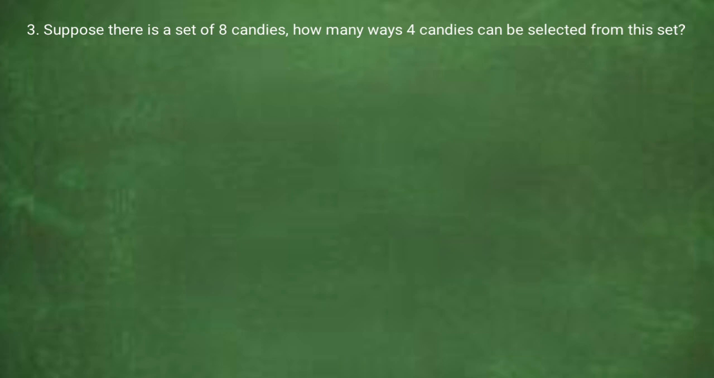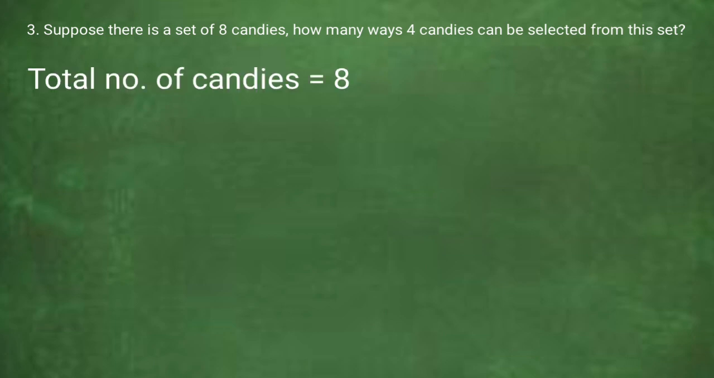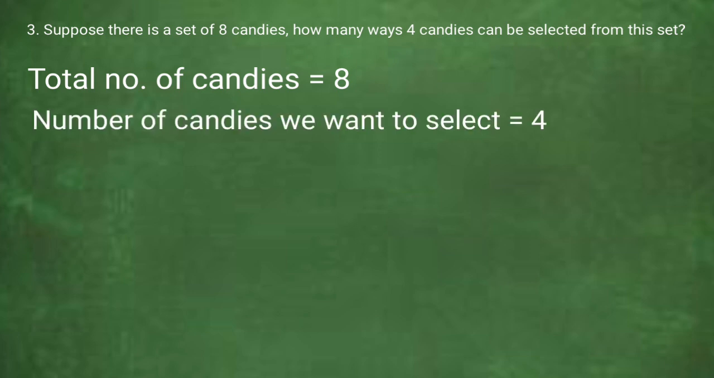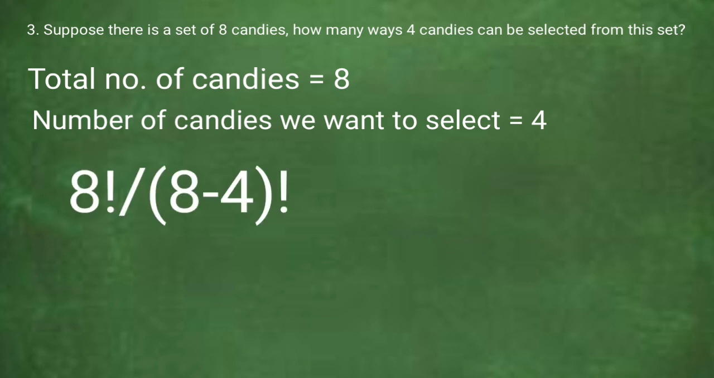Word problem 3. Suppose there is a set of 8 candies. In how many ways can 4 candies be selected from this set? In this example, we are given the following information. Total number of candies equals 8. Number of candies we want to select equals 4. The formula for calculating this will be 8 factorial over 8 minus 4 factorial.